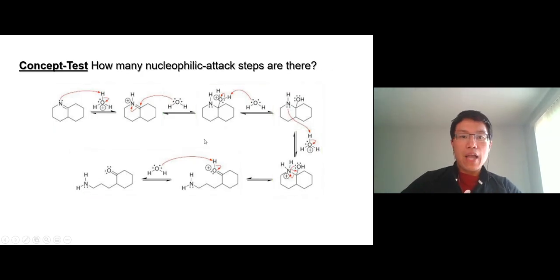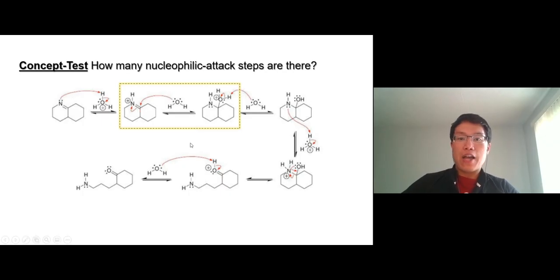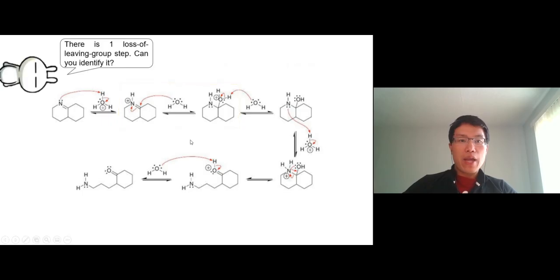All right. Which one is a nucleophilic attack? Do we have a nucleophilic attack? A nucleophile attacks a non-hydrogen atom, right? If a nucleophile attacks hydrogen, we call it proton transfer. If the nucleophile attacks something else, not hydrogen, that's a nucleophilic attack. And we have one right there. That's a nucleophilic attack. Oxygen attacks that carbon. Okay. What else do we have?